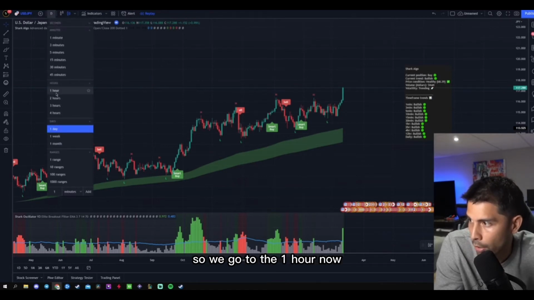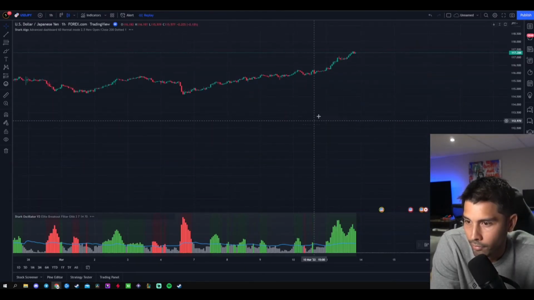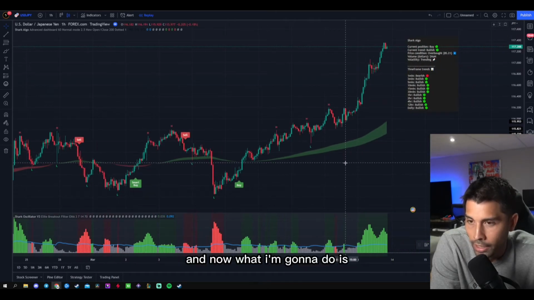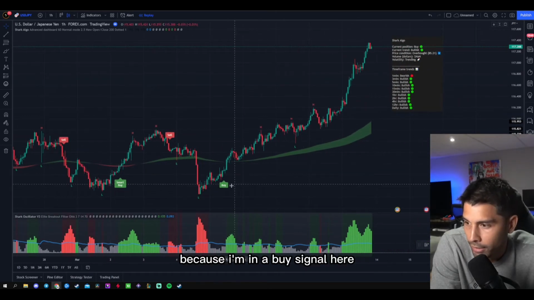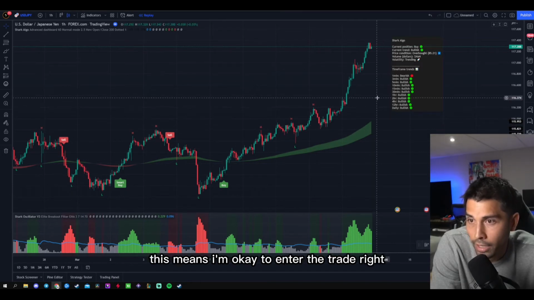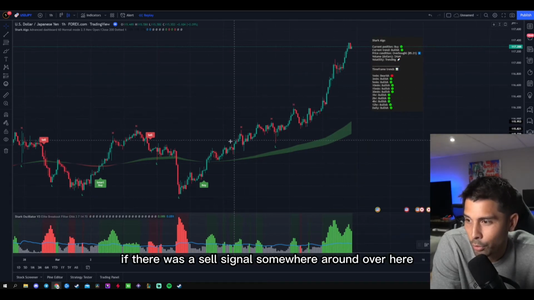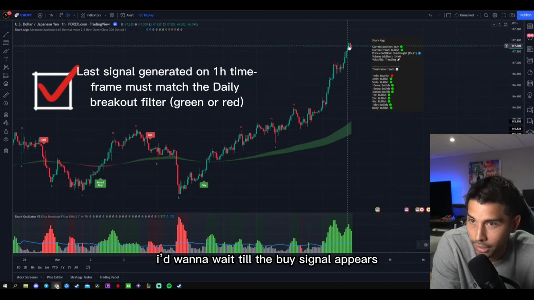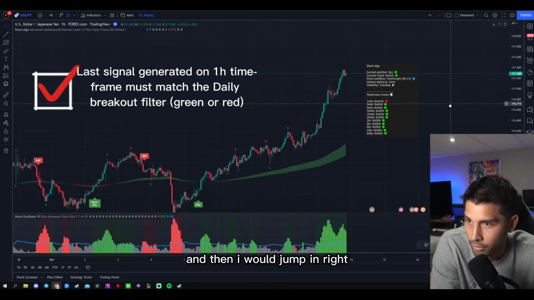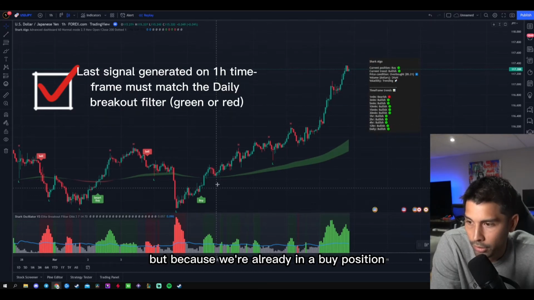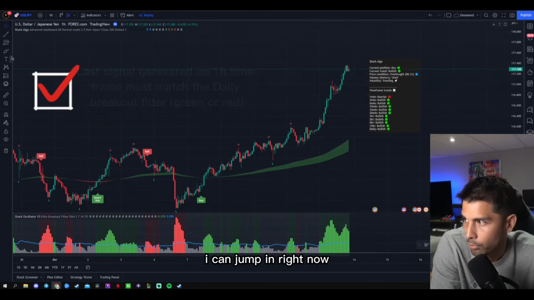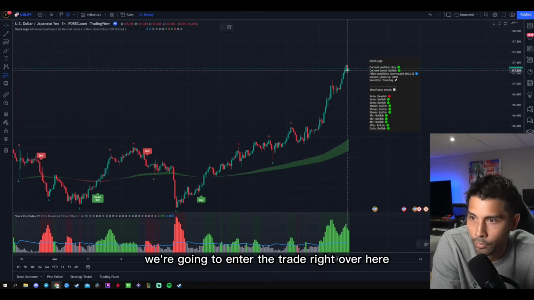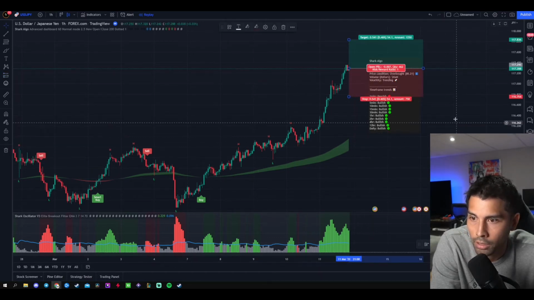So we go to the 1 hour now. Let's hit reset chart. That way your chart appears normal again. And now what I'm going to do is, because I'm in a buy signal here, this means I'm okay to enter the trade, right? So for example, if there was a sell signal somewhere around over here, what I would want to do is I would want to wait till the buy signal appears and then I would jump in, right? But because we're already in a buy position, I can jump in right now. So what I'm going to do is we're going to go long on this position. We're going to enter the trade right over here.